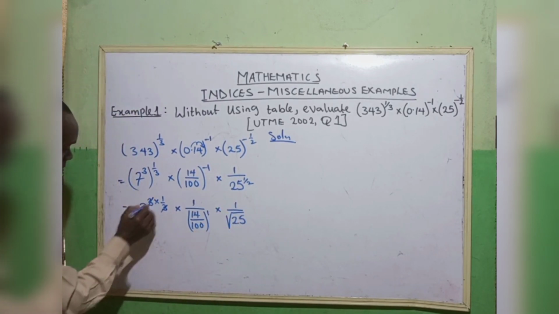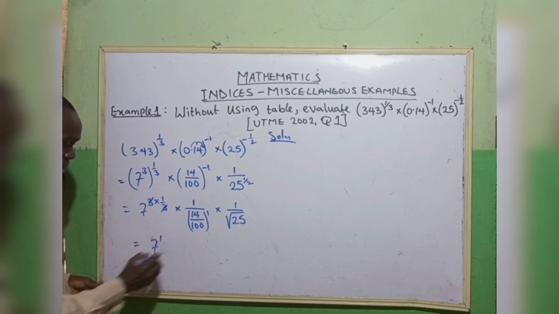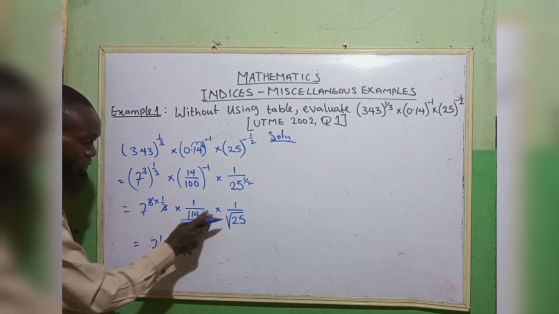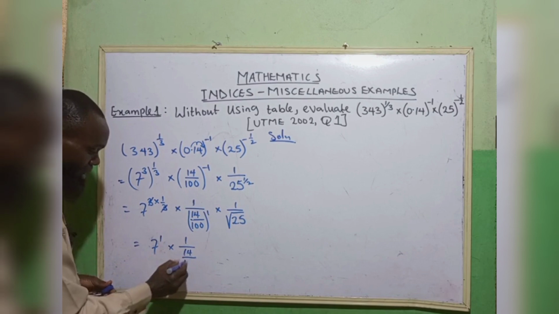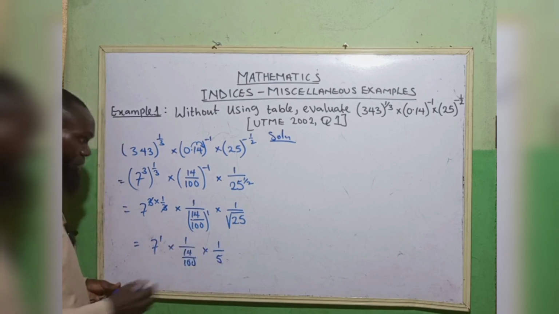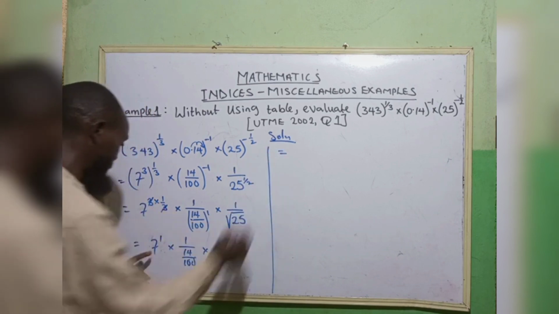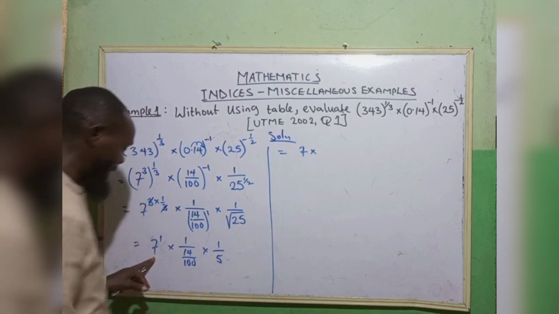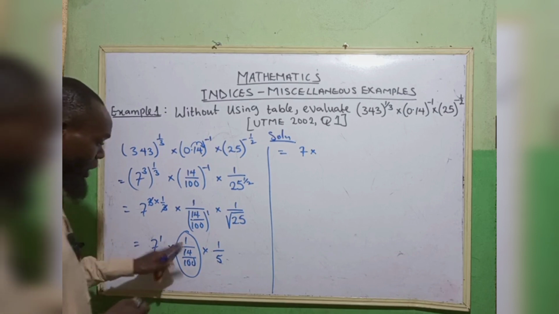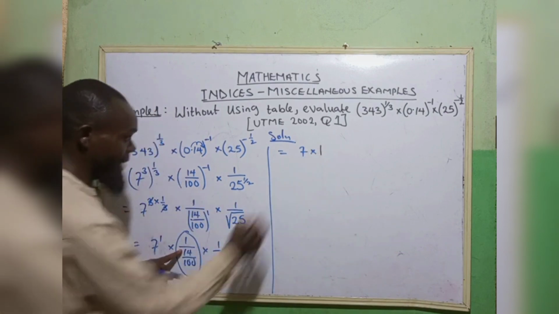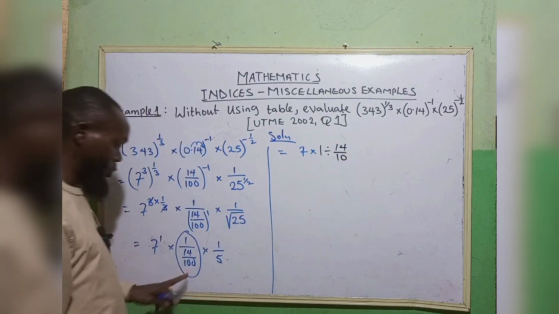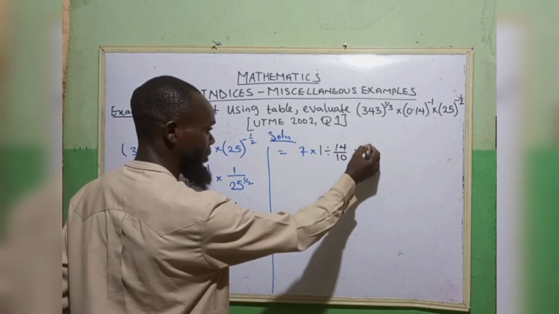Now, this 3 goes in 3. We are having 7 raised to power 1 multiplied by, from here we have 1 divided by 14, because 14 in one place is 14, over 100 in one place is 100, multiplied by 1 divided by square root of 25 gives 5. We proceed into 7 raised to power 1 is 7, multiplied by. Now, from here, this one, we are going to have it as the 1 on top, 1, then divided by 14 over 100. So, this one in brackets, multiplied by 1 over 5.